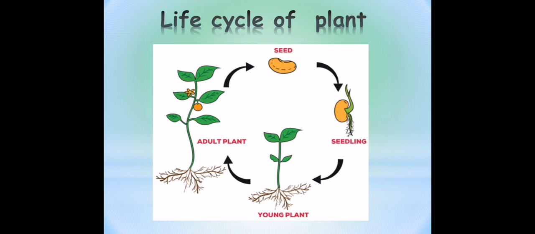Then we are talking about the life cycle of plants. Seeds convert into seedlings and then seedlings grow into young plants. Young plants then become mature adult plants.